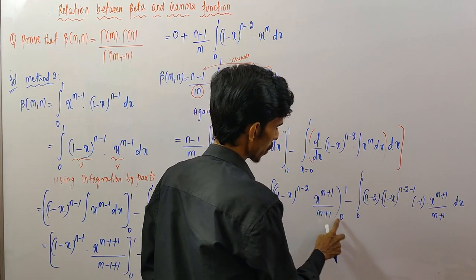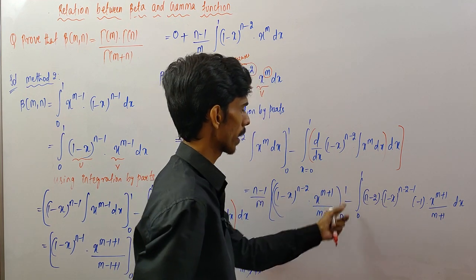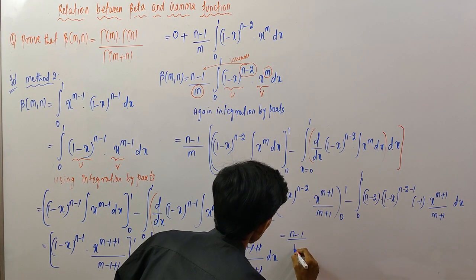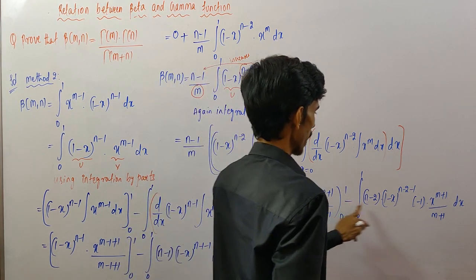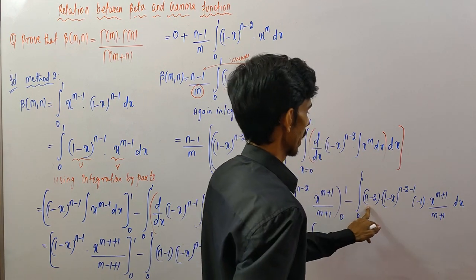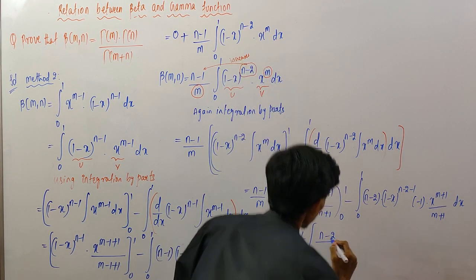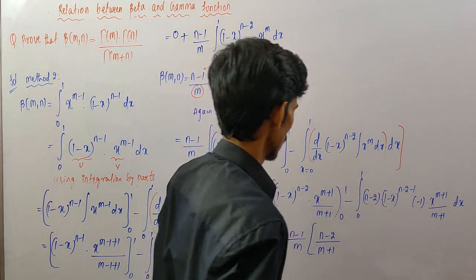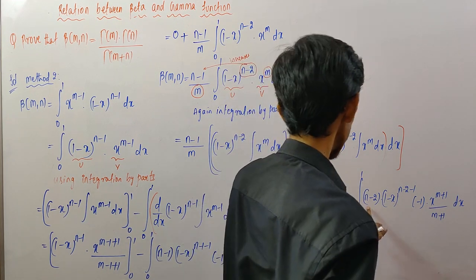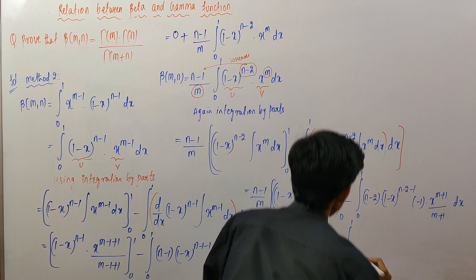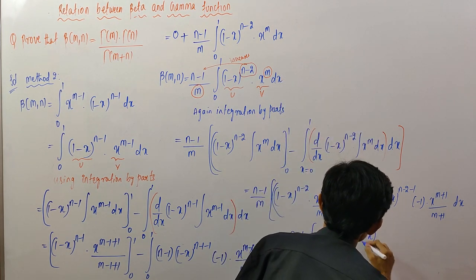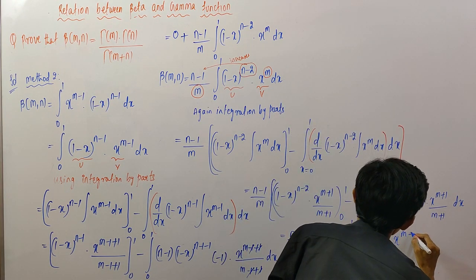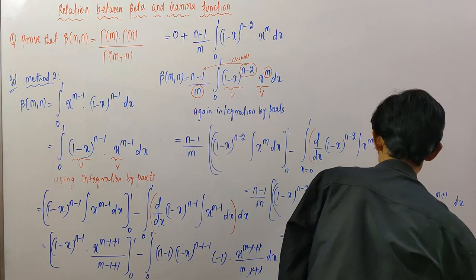If I substitute lower limit 0 here, 0 into something is 0, so for upper and lower limits this value is 0. So we have n minus 1 divided by m into minus 1 into minus 1, we have plus n minus 2 divided by, here I have m plus 1. This is taken out of the integration because it is independent of integration. Now we have integration 0 to 1, 1 minus x power of n minus 3 into x power of m plus 1 dx.